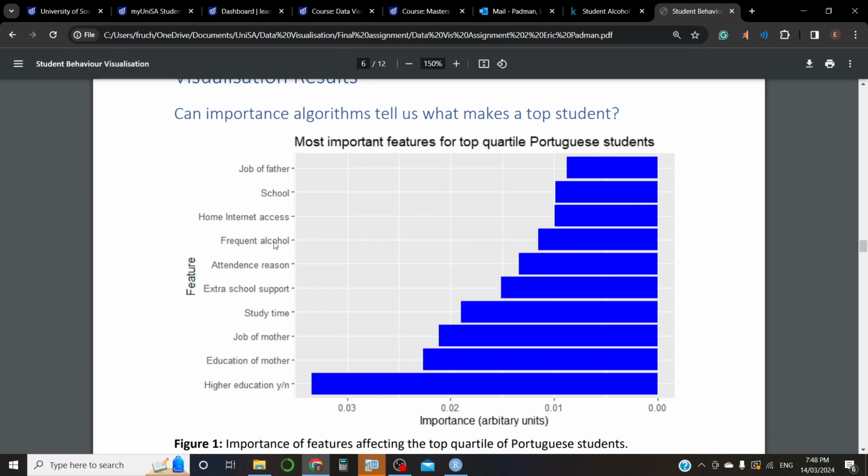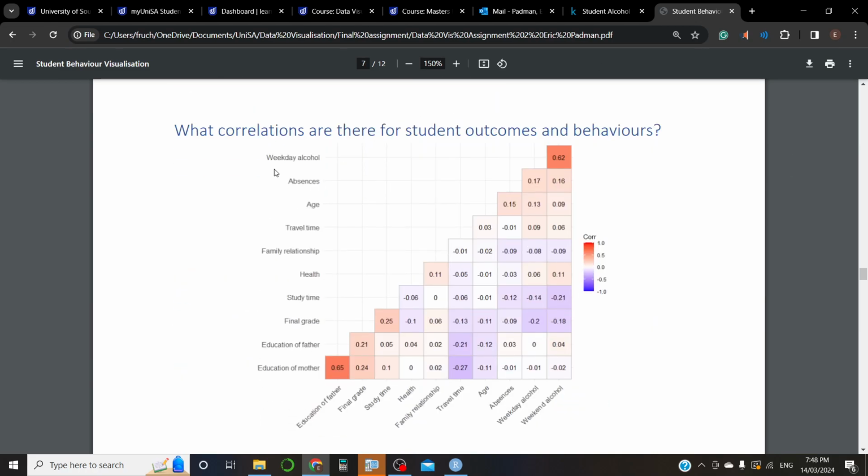Frequent alcohol consumption is a variable I came up with in terms of the raw data, which I'll show you later on. There's a few other ones. This is just a list of the top ten. Okay, so we did a correlogram as well with this.